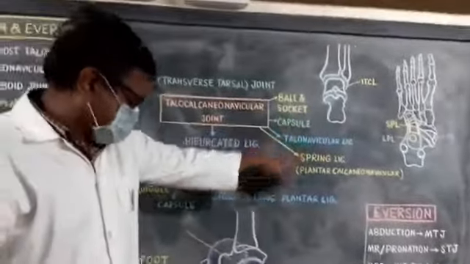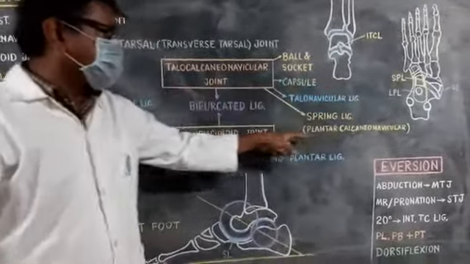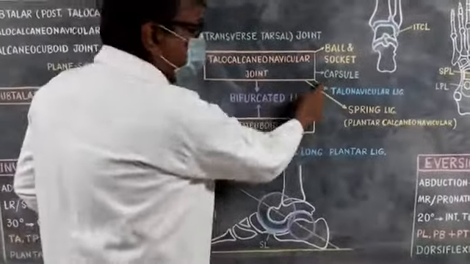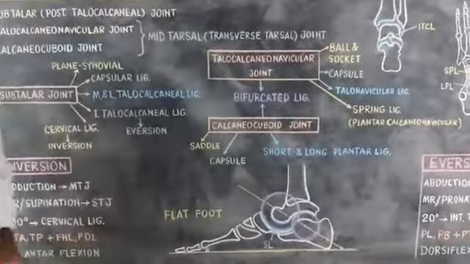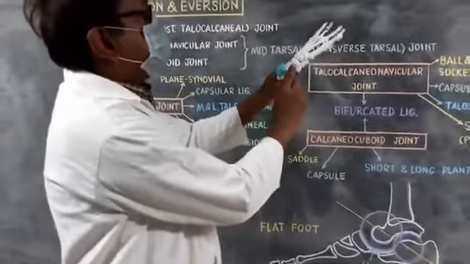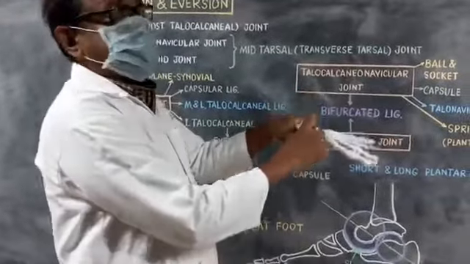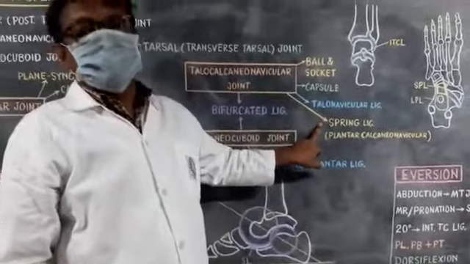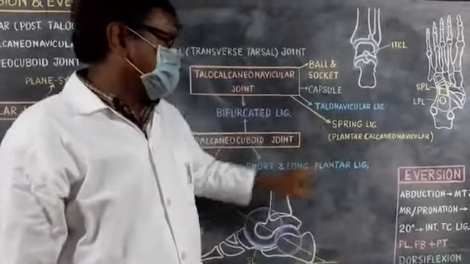This joint is connected by some ligaments: capsular ligament, talonavicular ligament and spring ligament. Talonavicular ligament extends from the dorsal aspect of the navicular bone up to the neck of the talus. This spring ligament is very important for examination, frequently asked as a short note.